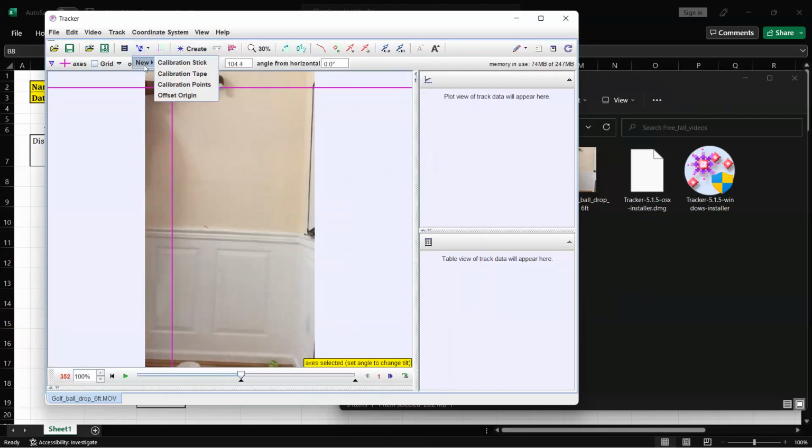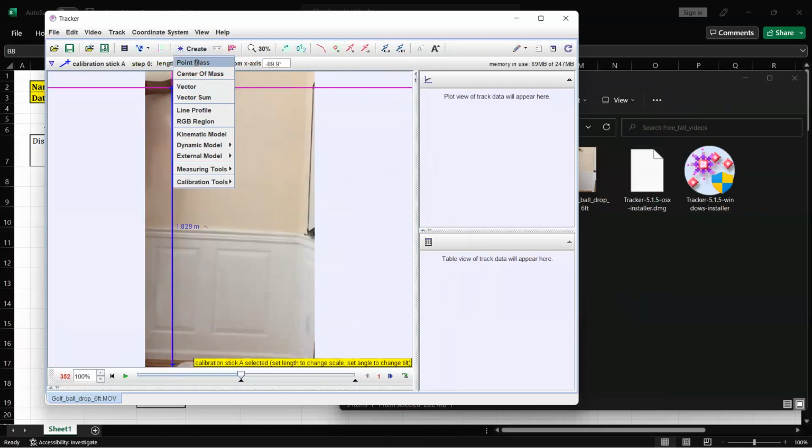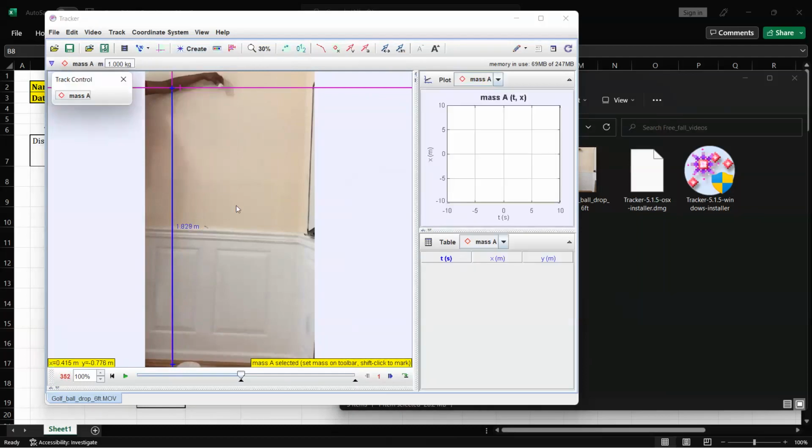Calibration stick, new calibration stick, shift and one click at the origin, that where you need to make sure Y0, and then click and another click just around here. Number here should be 1.829 from the ground. Create point mass. Then we'll select the data.